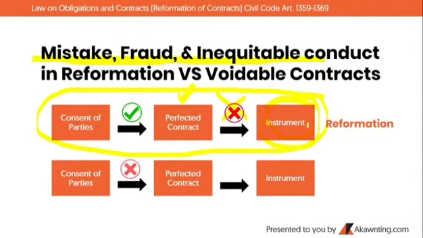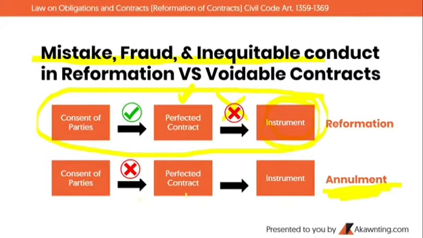Okay? So next, ito naman yung kung saan nagkakaroon ng voidable contracts. Okay? So umpisa pa lang. So ang tamang remedy dito ay annulment. So pagdating natin ng voidable contracts, in detail, i-discuss natin itong annulment, ano ba ang effect ng annulment ng isang contract. Okay. So nagkakaroon ng fraud, mistake, or inequitable conduct dito pa lang sa consent ng parties.